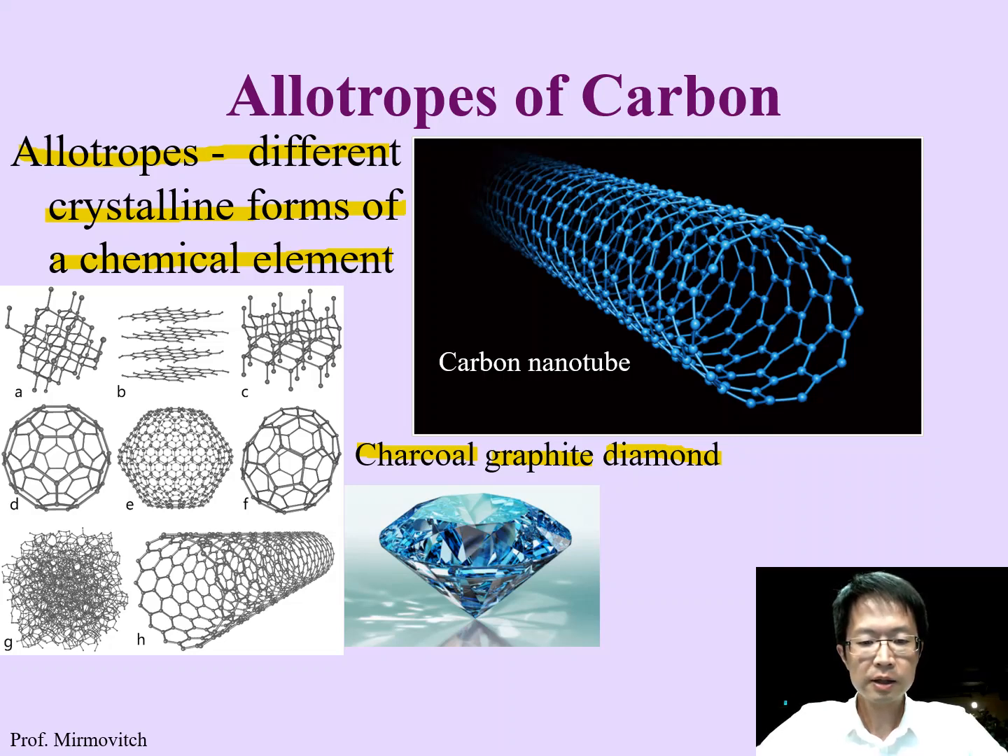When they exist in different forms, they have different structures. You can see it here. They exist in different structures here. So different structures of carbon will have different crystalline forms. For diamond, graphite, and charcoal, they all have different types of structure here.